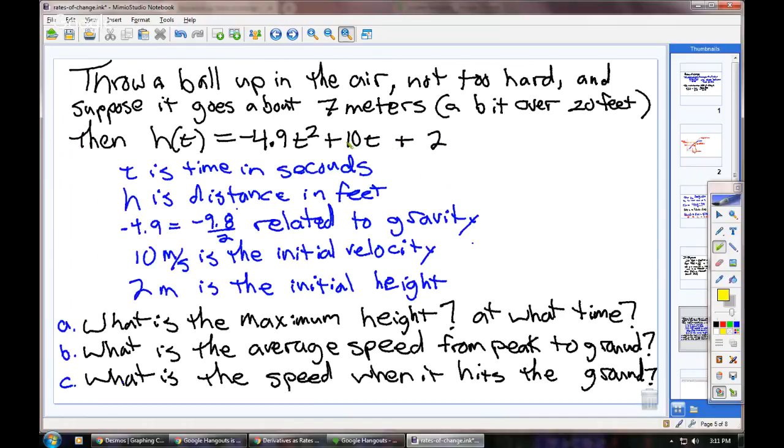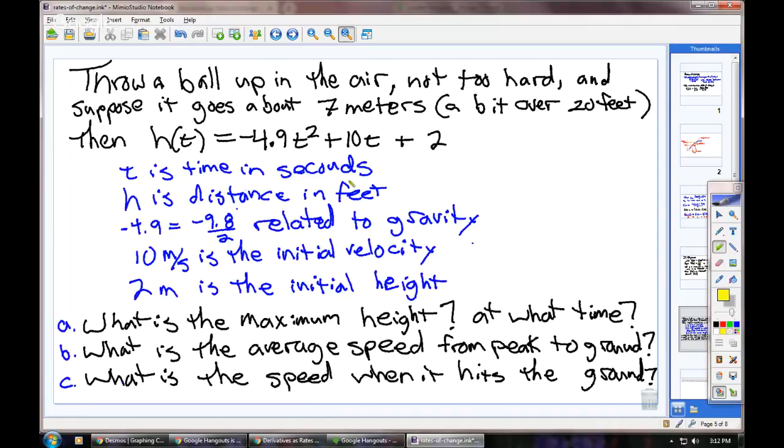It left my hand at about 10 meters per second, and this is related to the force due to gravity. Gravity pulls down at about 9.8 meters per second per second. Gravity causes acceleration. Acceleration changes velocity. So acceleration is a change in meters per second, hence meters per second per second.